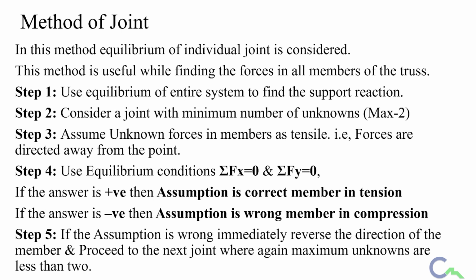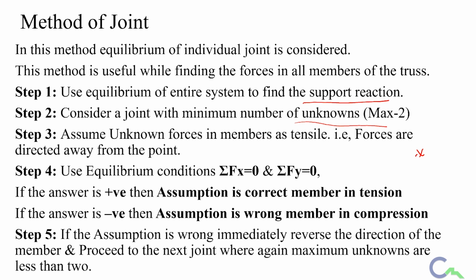So there are different steps in the analysis. First step, we have to use the equilibrium of the entire system to find the support reactions. After finding the support reactions, we have to find the joint which has the minimum number of unknowns, that is a maximum of 2 unknowns, because we have only 2 equilibrium equations for the analysis. Then the third step, assume the unknown forces in the members as tensile. Forces are directed away from the point.